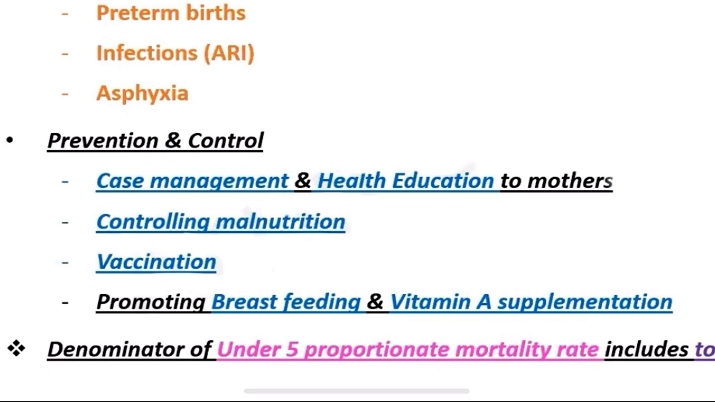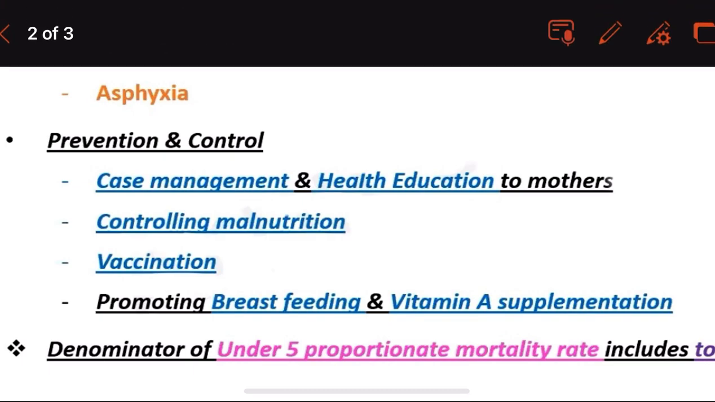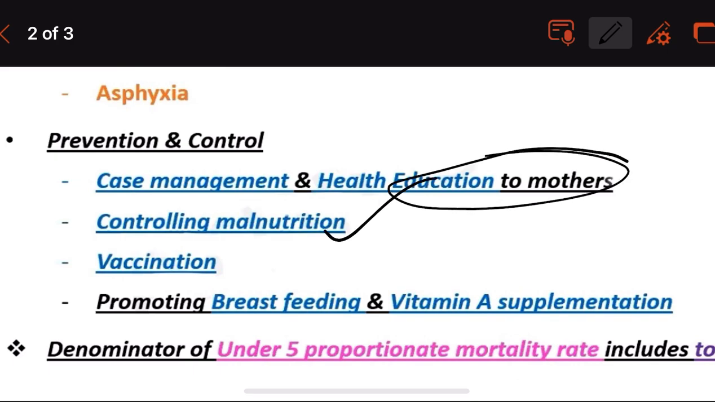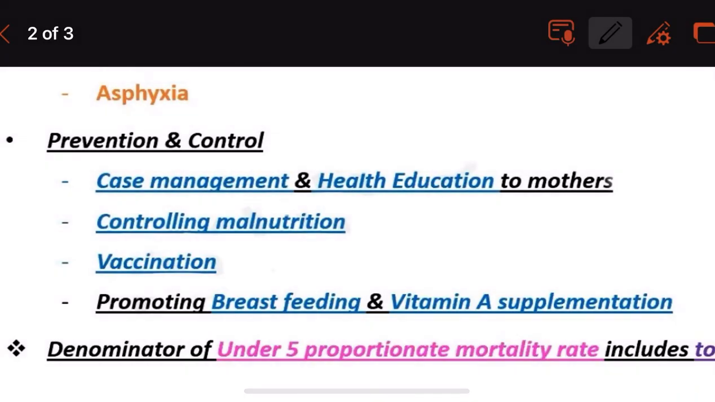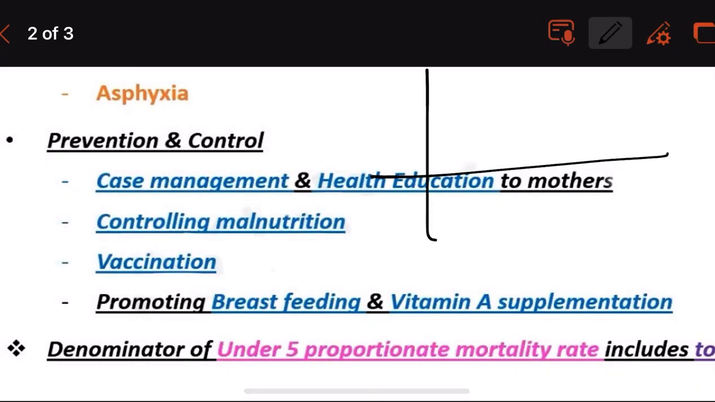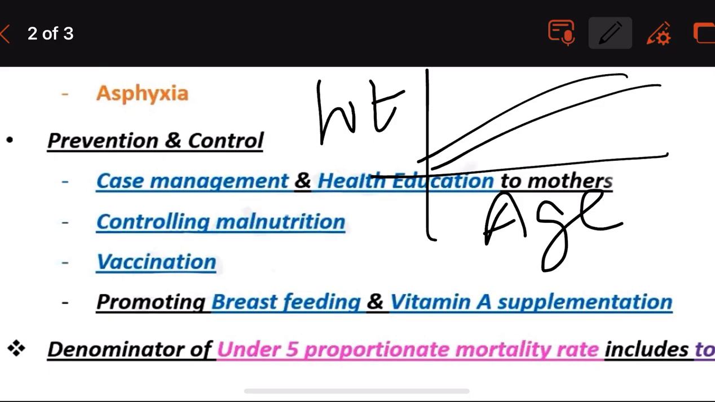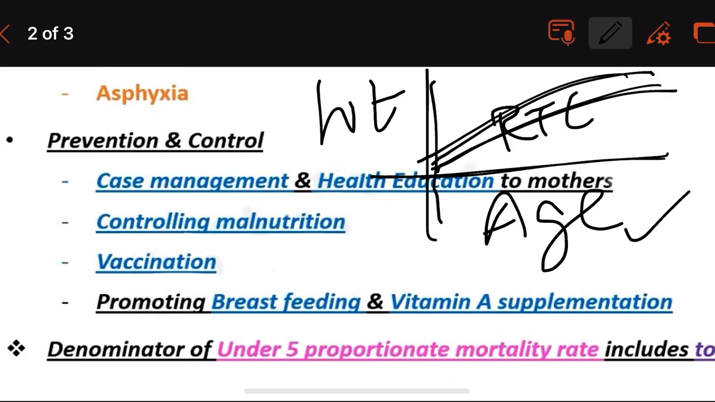And case management, which I told you about. In cases of diarrhea, give ORS, oral rehydration therapy, and so on. Next, controlling malnutrition. By educating the mother, the lactating mother should have additional calories added to her diet. Also the baby's growth should be monitored by the growth chart or road to health chart, measuring the weight of the baby against the age.